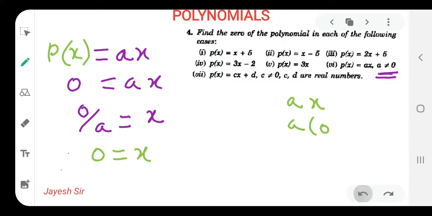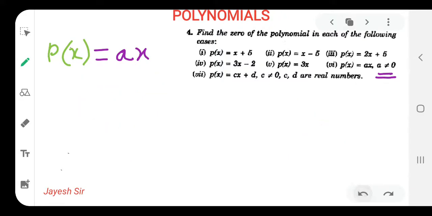So let's begin with our seventh sum, that is cx + d. What is our seventh sum? cx + d. What is given? c cannot be 0. Yes friends, and after that it is written that c and d are real numbers. It is written over here, friends, c is not equal to 0, and c and d are real numbers. So we have to find the value for 0.